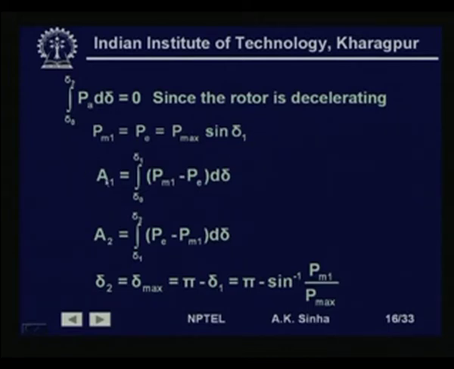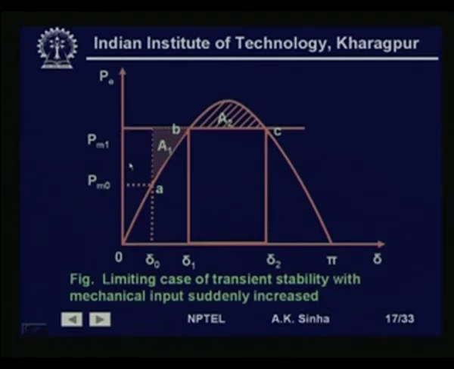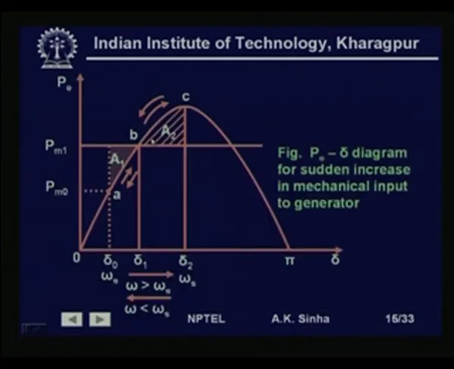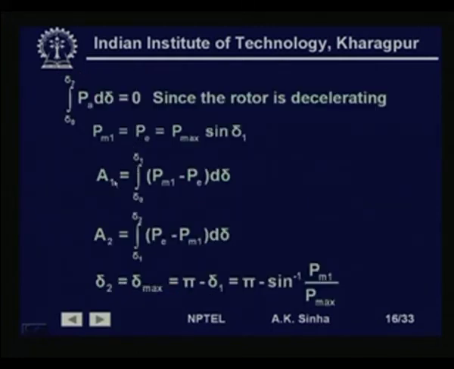Therefore, we write area A 1. What is area A 1? Area A 1 is this area, that is between P m 1 and P delta characteristics of this machine. So, P m 1 minus P E, which is a function of delta, from delta 0 to delta 1. So, we have A 1 is equal to integral delta 0 to delta 1 P m 1 minus P E d delta. This is the accelerating area. All this time P m 1 is greater than P E.